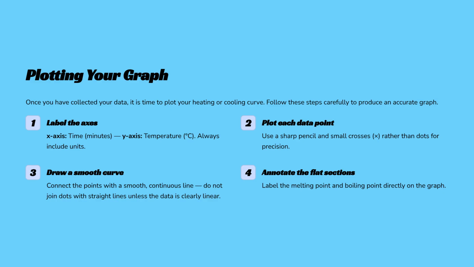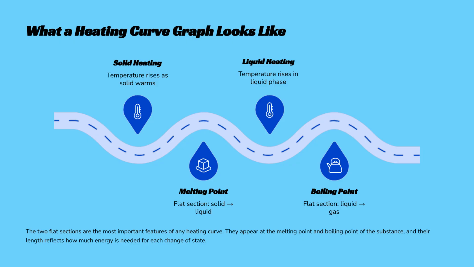When plotting, label your axes with units, use small crosses to mark points, draw a smooth curve, and annotate the specific melting and boiling points observed. A typical heating curve shows rising temperatures during solid and liquid phases, with flat plateaus at the melting and boiling points where state changes happen.